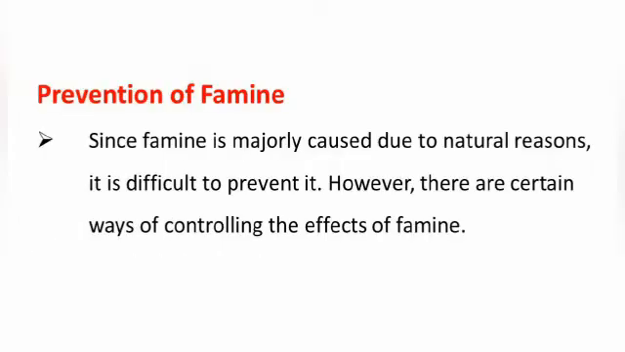Prevention of famine. Since famine is majorly caused due to natural reasons, it is difficult to prevent it. However, there are certain ways of controlling the effects of famine. Now, famine is basically caused because of natural reasons and it is difficult to control the natural disasters. So, the best way we can do is to control the effects of famine.